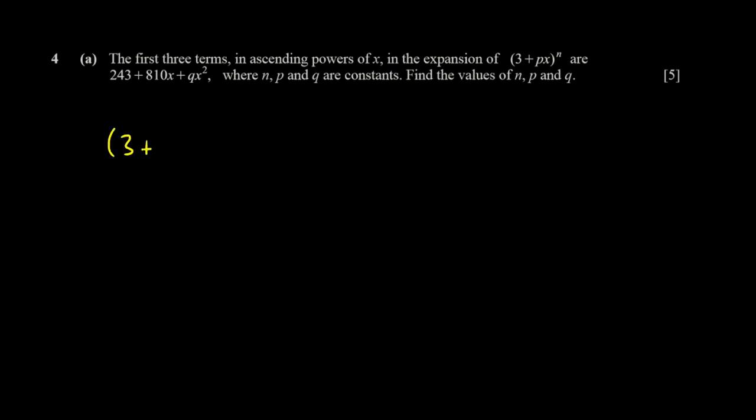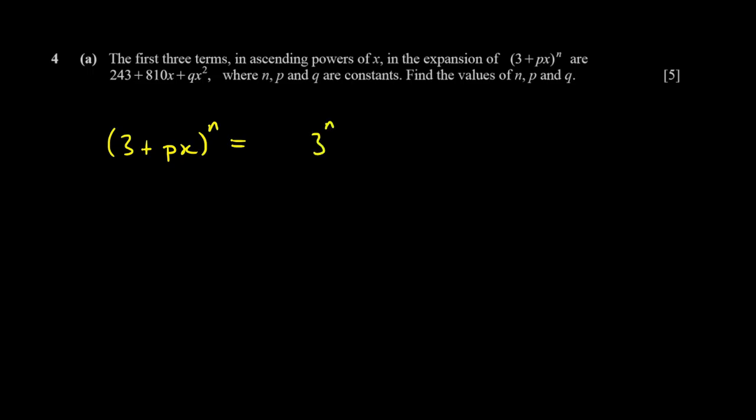So if we've got (3 + px) to the power of n. Now, the way I like to do this is I like to say, okay, our powers of 3 here are going to start from n and they're going to decrease. So we're going to have power n, then n minus 1, n minus 2, and so on. And the powers of px are going to increase. So it's going to go from 0 to 1, 2, 3, 4, 5.